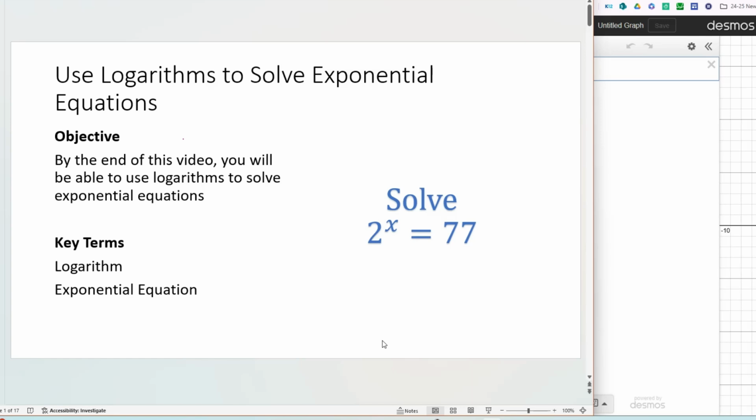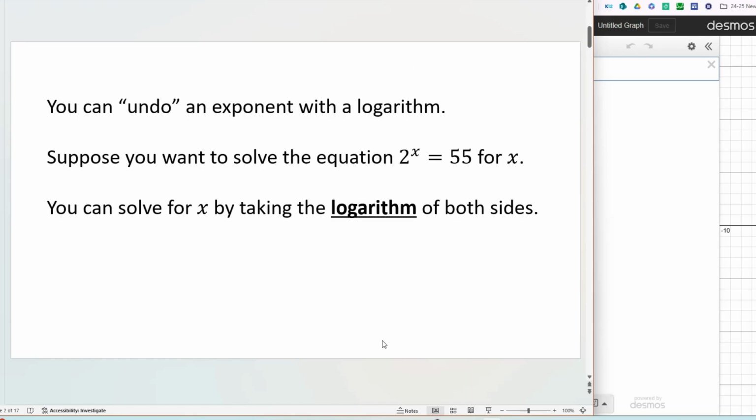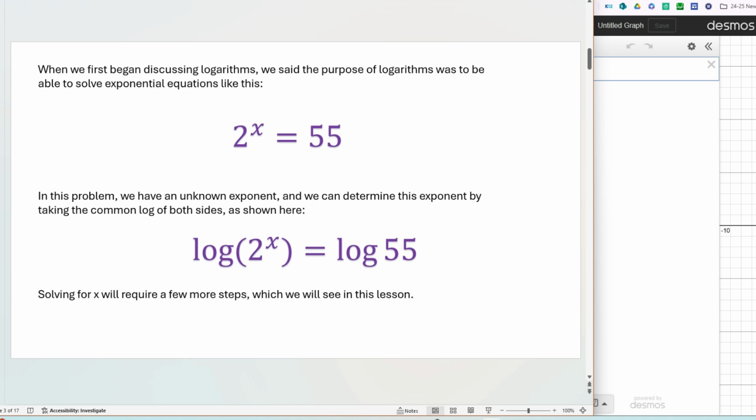In this video, we're going to talk about how you can use logarithms to solve exponential equations. So remember, you can undo an exponent with a logarithm. Suppose you want to solve the equation 2 to the x equals 55 for x. You can solve for x by taking the logarithm of both sides. When we first began discussing logarithms, we said that this was the whole purpose of logs, right? To be able to solve exponential equations.